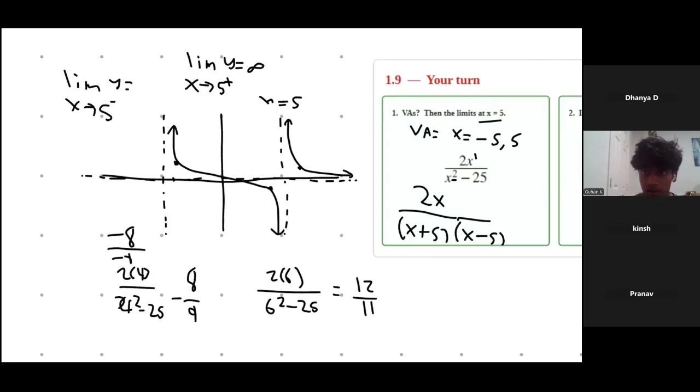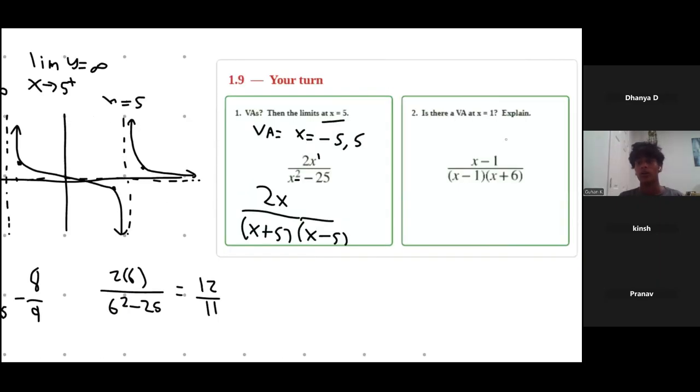All right, nice. Now, is there a vertical asymptote at x equals 1? The answer to this is going to be no. And let's look at why. First, the x minus 1 and x minus 1 cancel out. So now it's just 1 over x plus 6, which you might think, okay, there's no vertical asymptote. But the original equation is still x minus 1 over x minus 1 times x plus 6. So although there's no vertical asymptote there, there's going to be just a hole at that point.